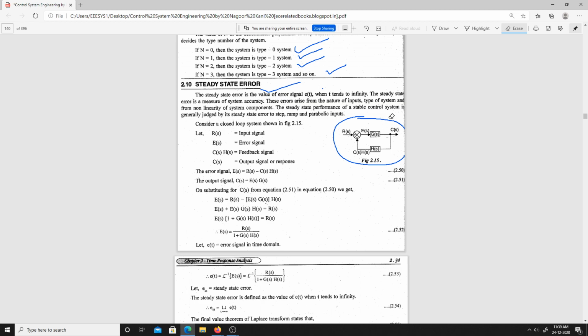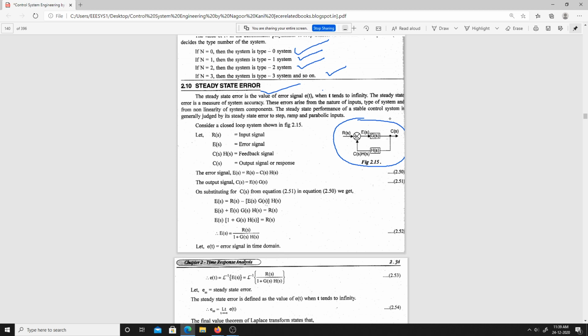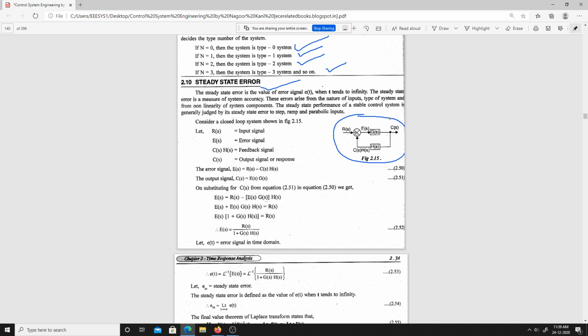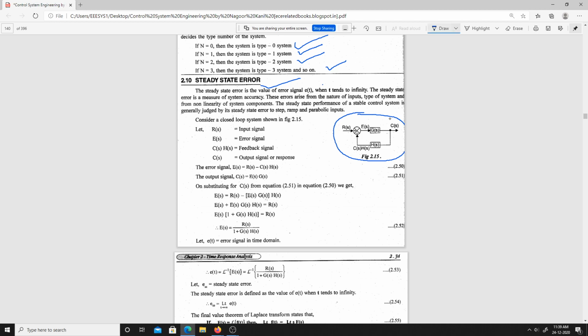Now for this closed loop system, R of S is nothing but the input signal. Is it clear? R of S is nothing but the input signal over here. E of S is nothing but the error signal. Is it clear? E of S is nothing but the error signal.